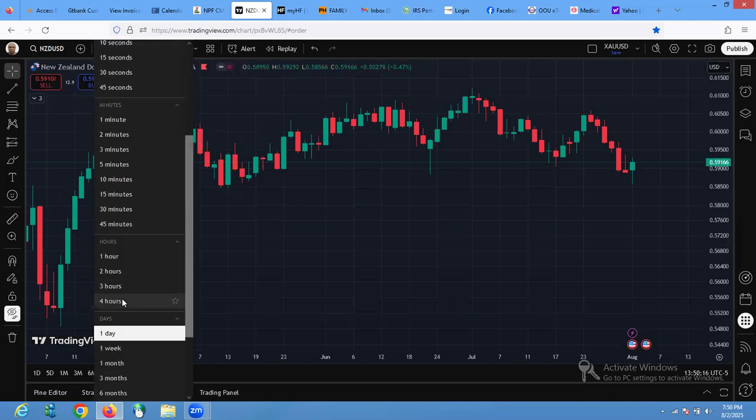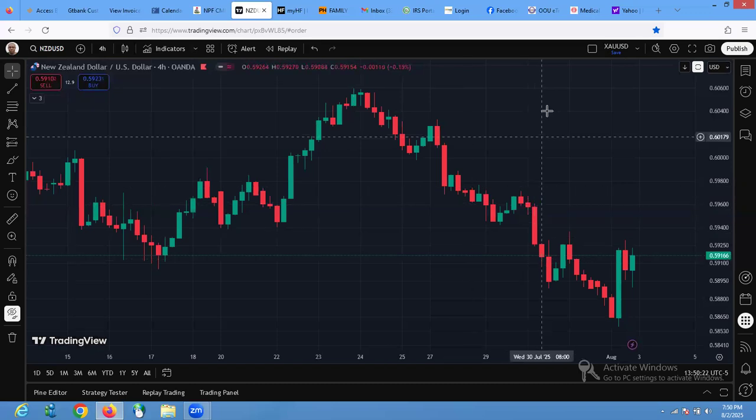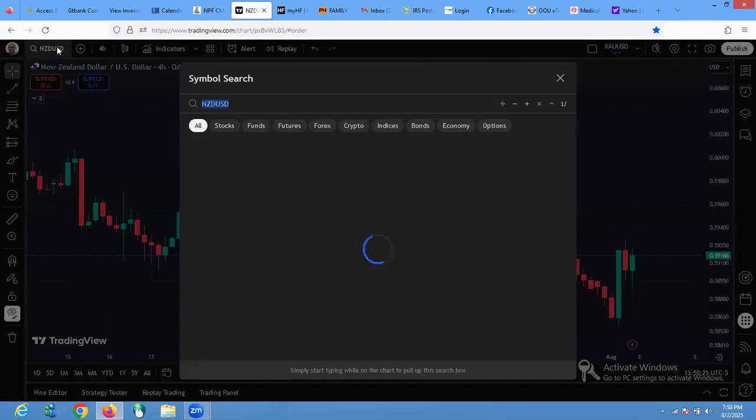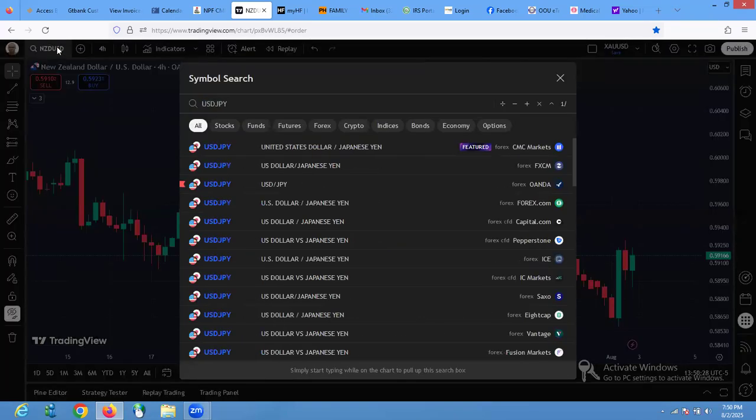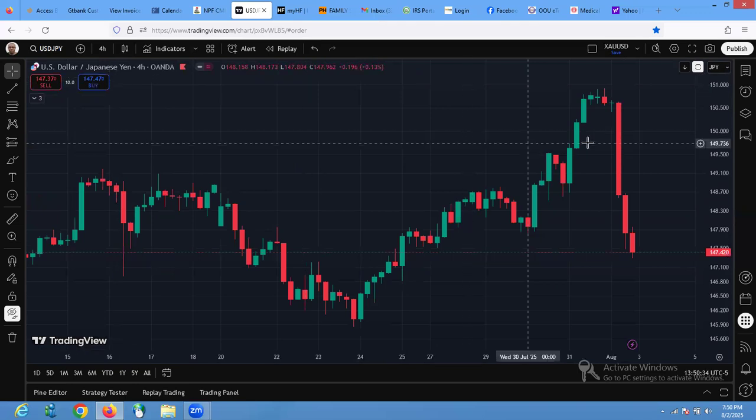So it's looking bearish, more bearish on pound USD and NZDUSD without breaking the top. That's what we are saying. Now the next is USDJPY, USD yen. In the USD yen, you can see the way it has flashed down.